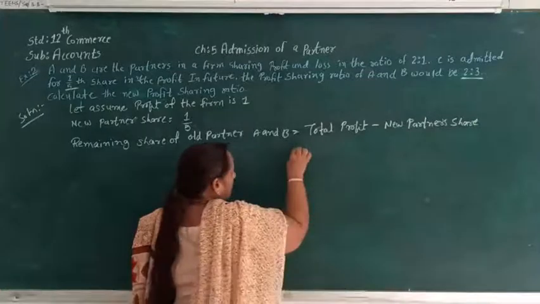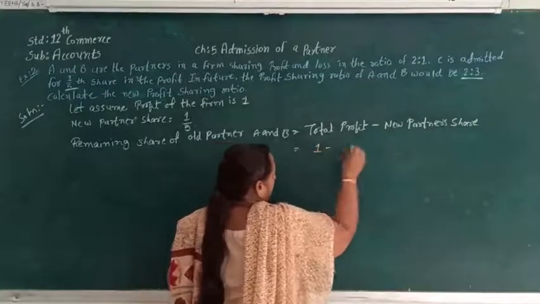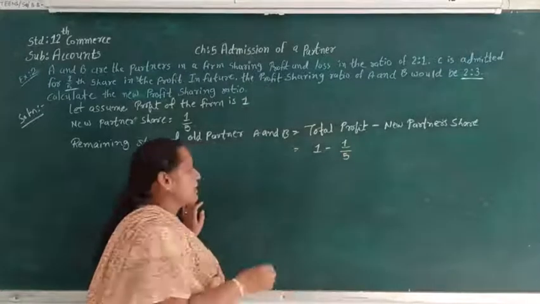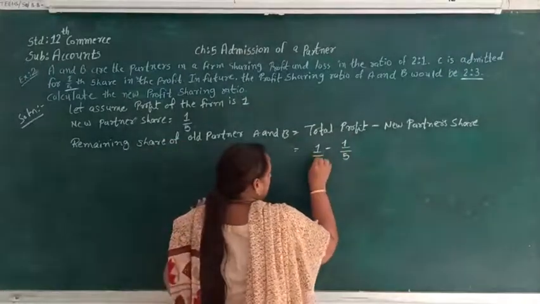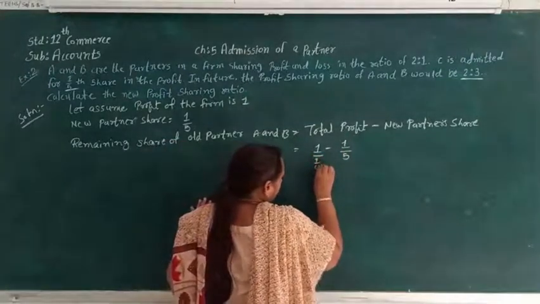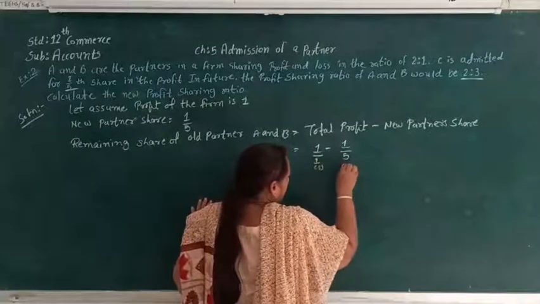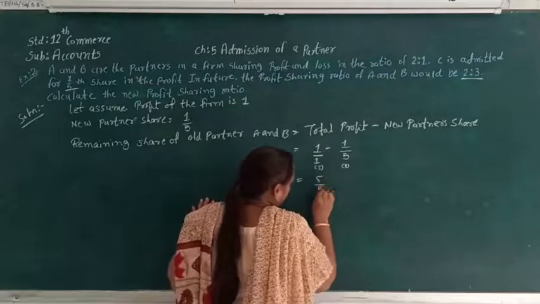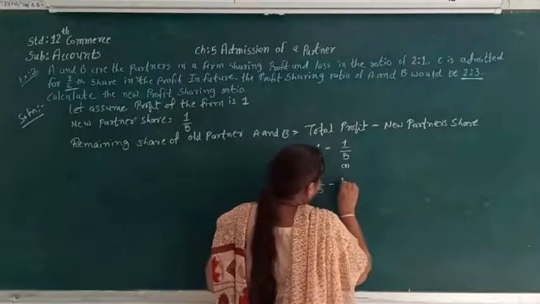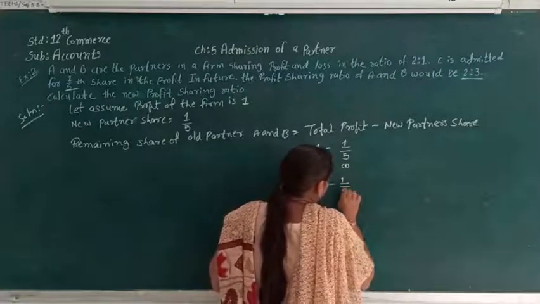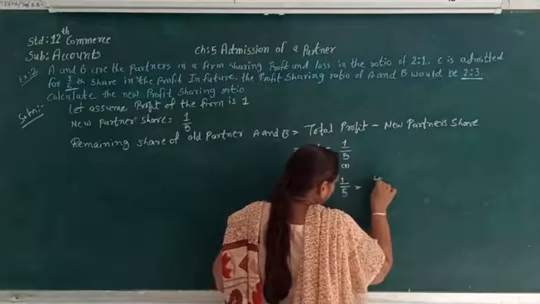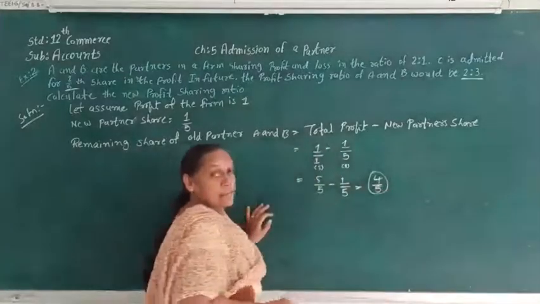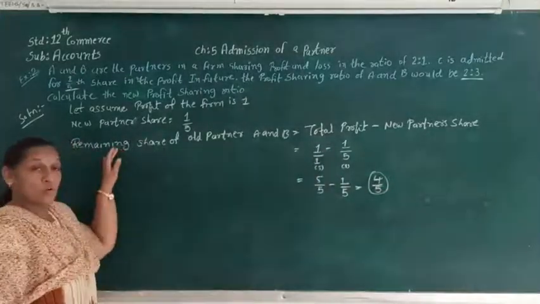Here, total profit is 1 and new partner's share is 1 by 5. So here, we are going to make the denominator calculated sum for that. Here, 5 upon 5 minus 1 upon 5. So that will be 4 by 5. This is the remaining share of old partner.